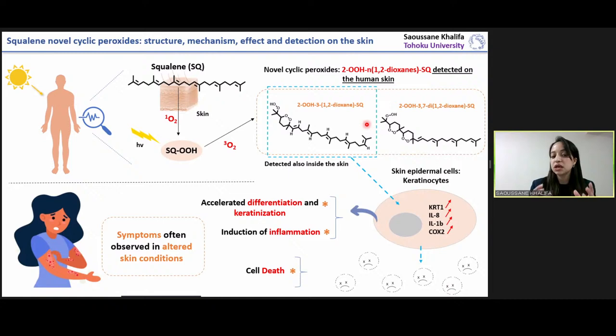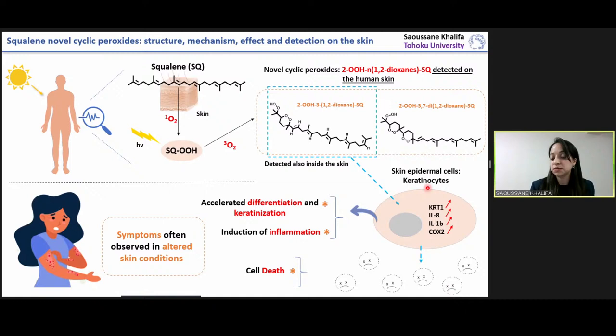When we treated these cells with 2OH312-dioxin-SQ, we saw an upregulation of the keratin 1 gene, which is responsible for differentiation and keratinization. The upregulation of interleukin 8 and interleukin 1 beta was also observed, which are cytokines that cause inflammation. There was also an upregulation in the COX-2 gene, which is also related to inflammation. When we used higher doses of 2OH312-dioxin-SQ, we observed a significant decrease in the viability of the cells, which means cell death. All these symptoms, accelerated differentiation, keratinization, induction of inflammation, and cell death, are symptoms often observed in subjects with altered skin conditions, such as psoriasis and atopic dermatitis.